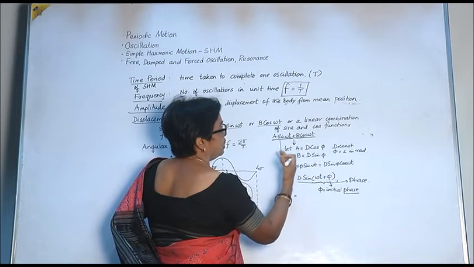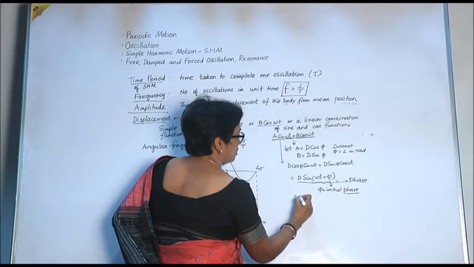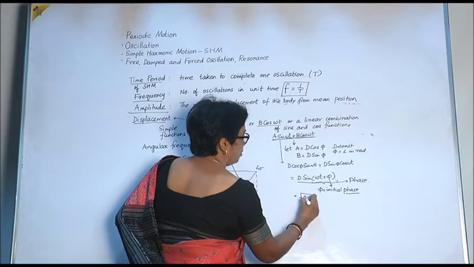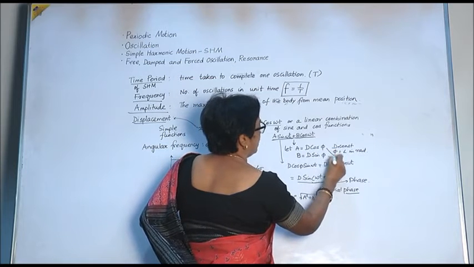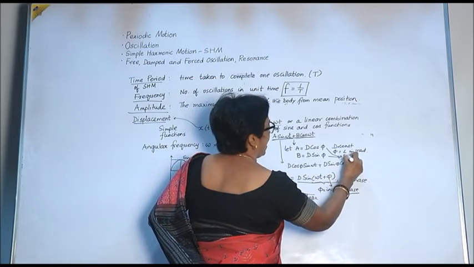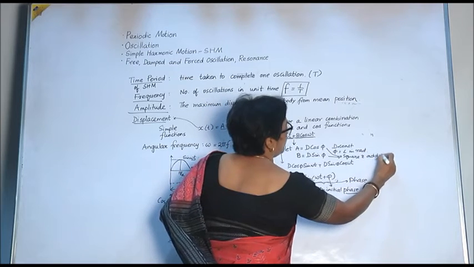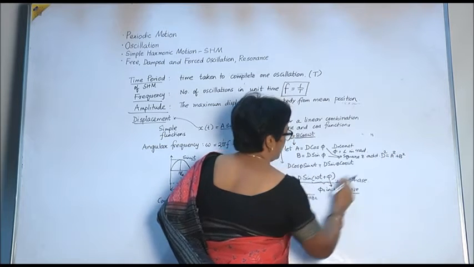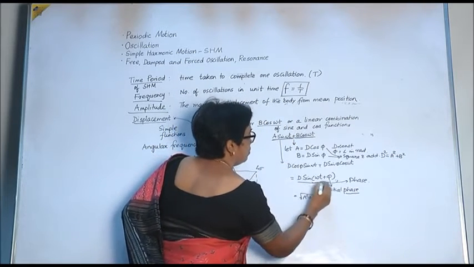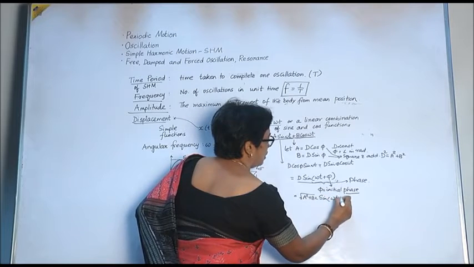Taking d square as common, cos square phi plus sin square phi becomes 1. So a square plus b square will be equal to d square, and d is root over a square plus b square. If you square this and add, you get d square is equal to a square plus b square. From that I have written this as sin omega t plus phi.